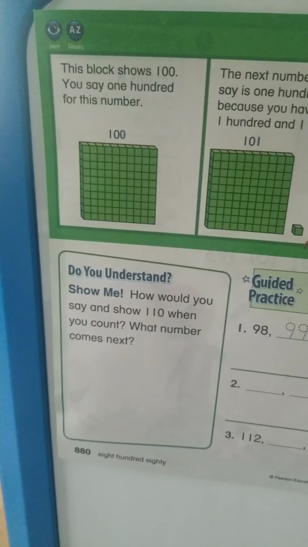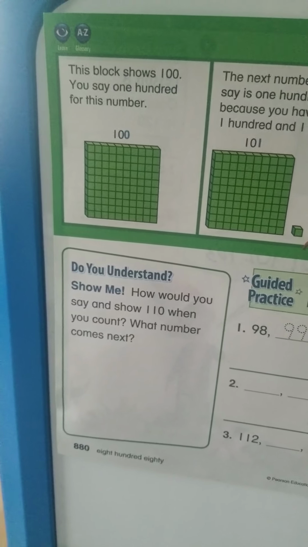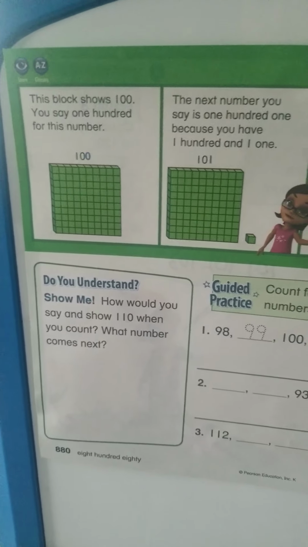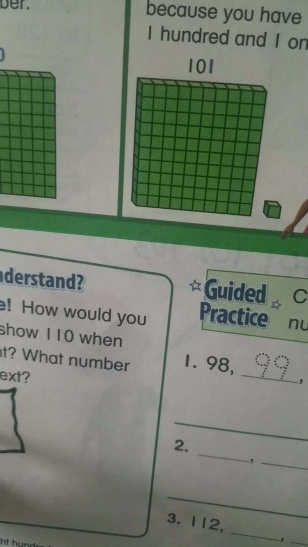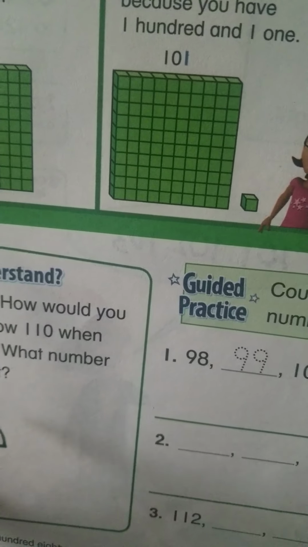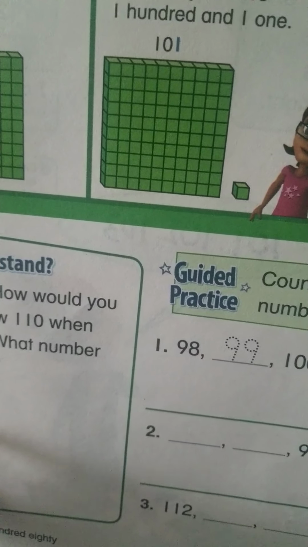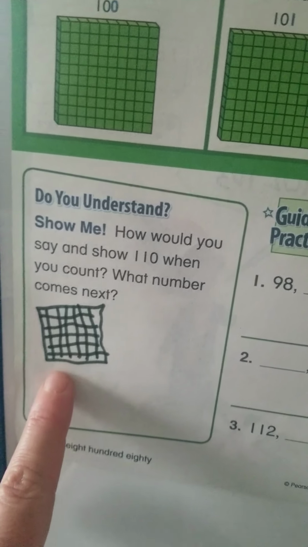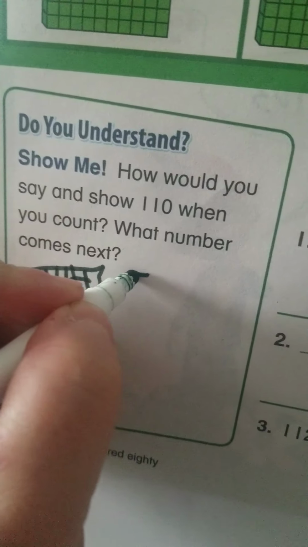Show me. How would you say and show 110 when you count? What number comes next? Well, it's not easy to draw a 100s frame, right? But we can do our best to show that we know that this is 100. It doesn't have to be perfect. And it's hard for Mrs. Rattel to do like this, but we draw a 100s frame. That makes the 100. Now we have to show a group of 10. That's easier.